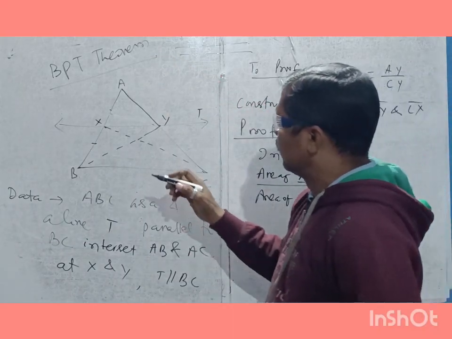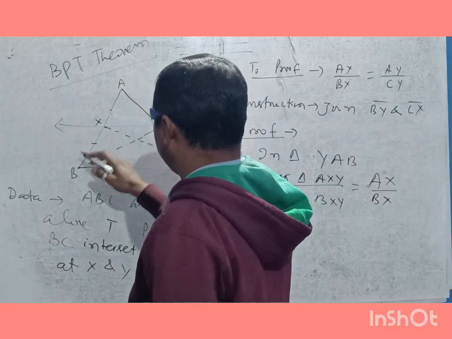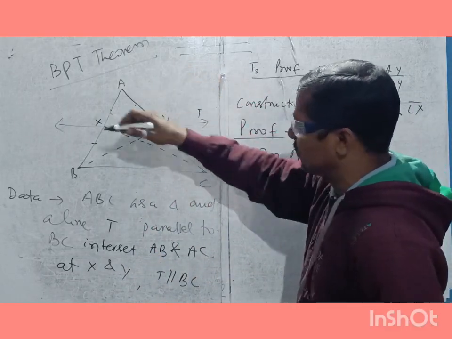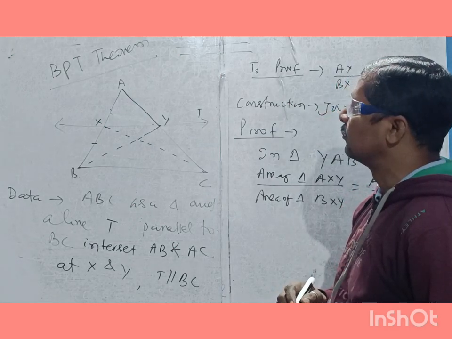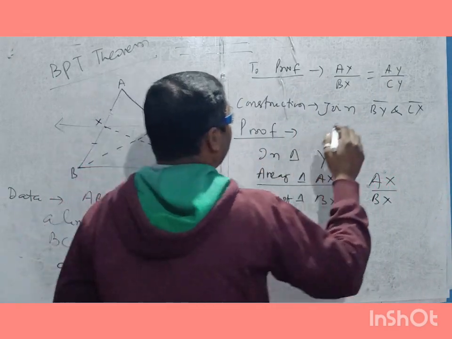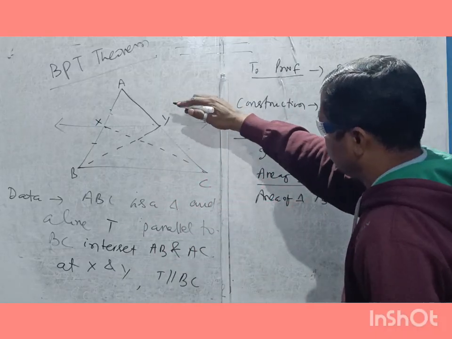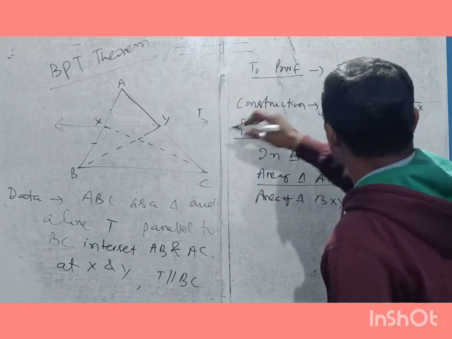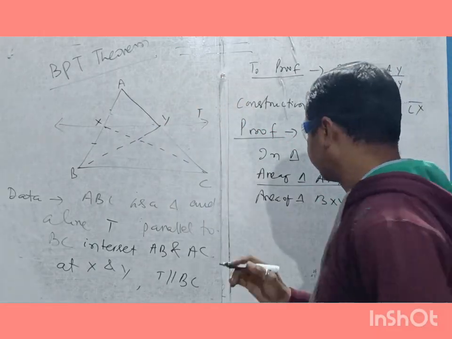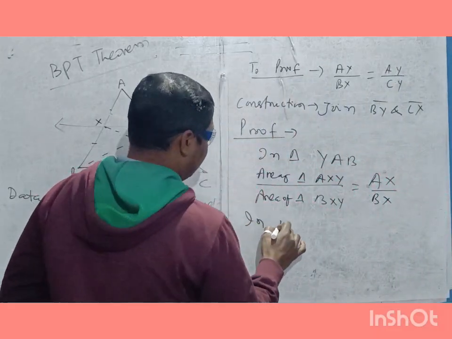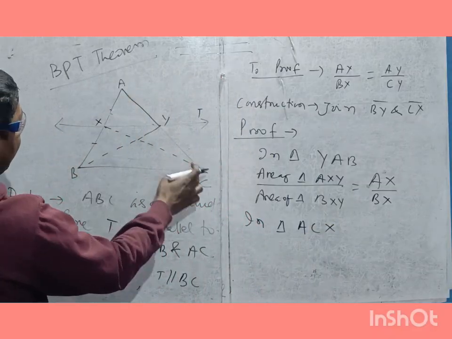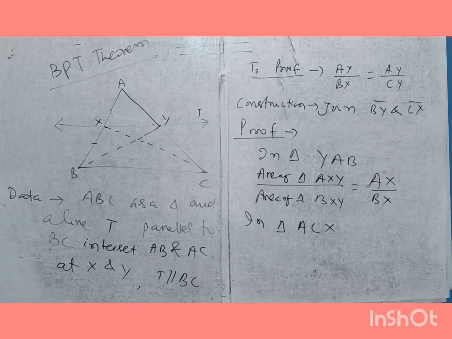Okay, here we have seen ABY. Now we'll see ACX. In ACX, AY and CY both are present. That's why I am choosing ACX. In triangle ACX, ACX. Okay.